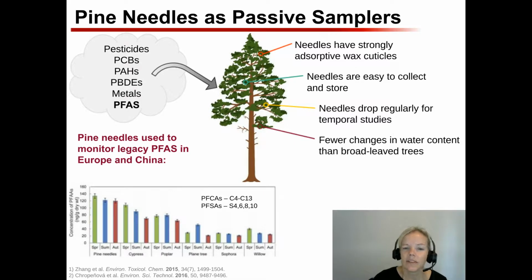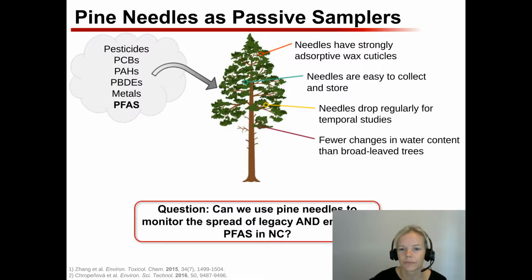This is some of the existing data, where we can see that in Europe and China, they were looking at these legacy PFAS. Why they wanted to use the pine needles on the far left is that they don't have as much seasonal dependence as some of these other trees, such as poplars or willows. And they had the most amount of the PFAS in them, so they were able to retain the most in those needles. So we wanted to see, can we actually use these pine needles for analyzing legacy and emerging PFAS? Very few emerging PFAS have been seen in pine needles previously.